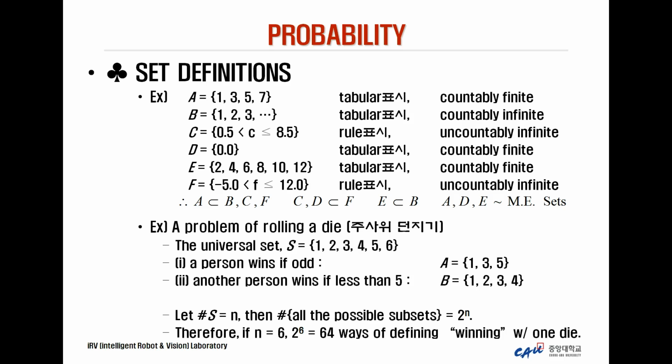So the total number of elements in the universal set is n. For example, we have 6 of them. The number of all the possible subsets will be 2 to the power of n. Therefore, if n is 6, then 2 to the 6 becomes 64 ways of defining winning with one die.